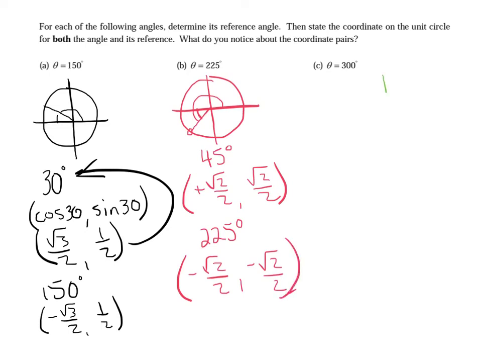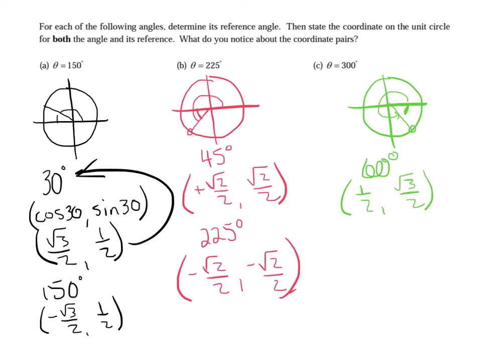And then last but not least, 300 lives over here in the fourth quadrant, just a whisker past 270. Got your big 300 there, then your reference angle is the sliver on the other side. So 360 minus 300 is a 60 degree reference angle. Cosine of 60 is 1/2, and the sine of 60 is radical 3 over 2. And if I start worrying about 300 degrees, my cosine value is still positive in the fourth quadrant, but we're going to negate the sine value. So that's the ordered pair we get there.